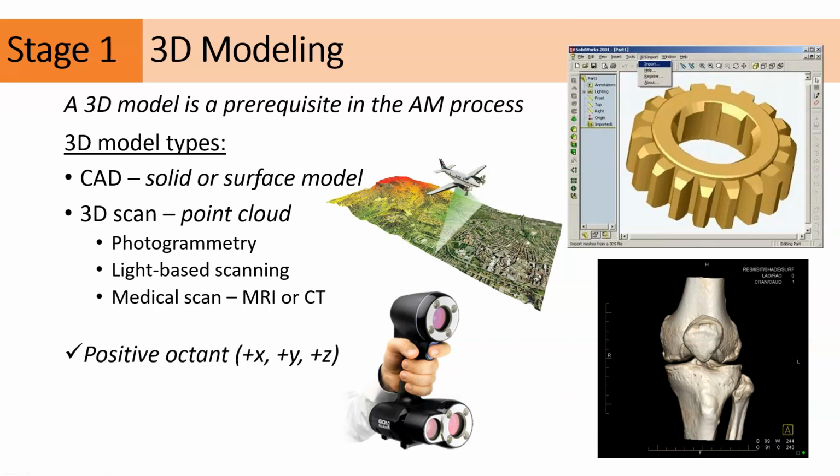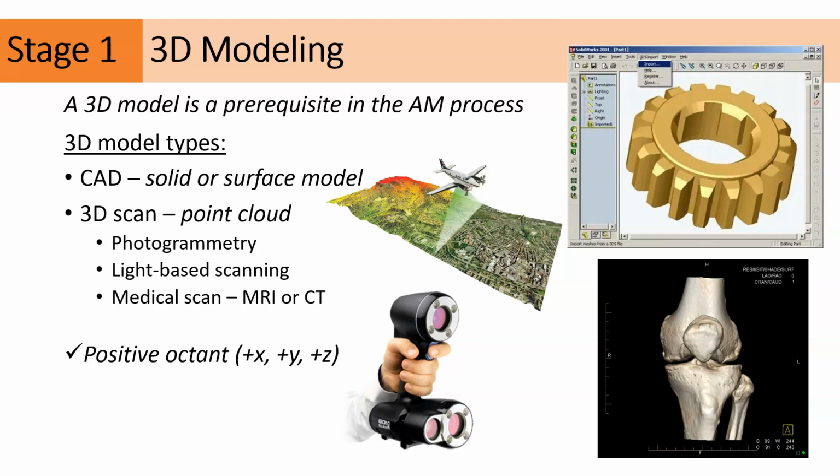One of the prerequisites with 3D scan data is that the data, the point cloud itself, has to be in the positive octant. Okay, so you'll hear this over and over again with scan data, and sometimes with CAD data, depending on what kind of CAD system you're using. But basically, the positive octant is the 3-dimensional space where X, Y, and Z coordinates are all positive.